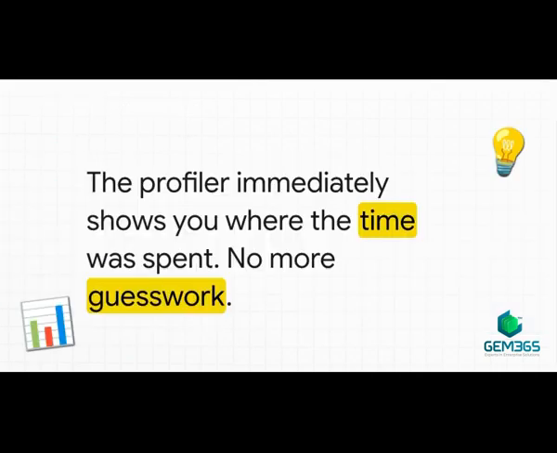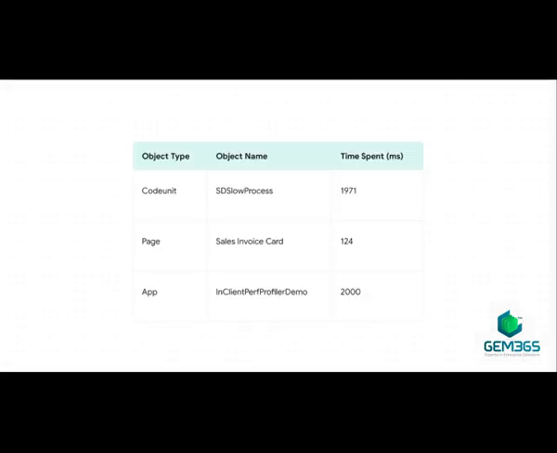And the second you hit Stop, the results pop up. There's no waiting around. The profiler just lays it all out, showing you exactly where every single millisecond was spent. All the guesswork is gone. The results are just so clear. Take a look at this example. Right away, you see that a particular app is taking up 2,000 milliseconds. And if you look closer, you can pinpoint the exact piece of code, this codeunit called SD Slow Process, that's responsible for almost the entire 2-second delay.